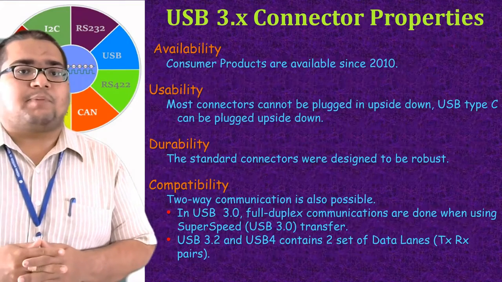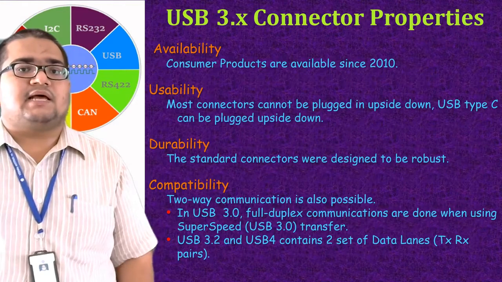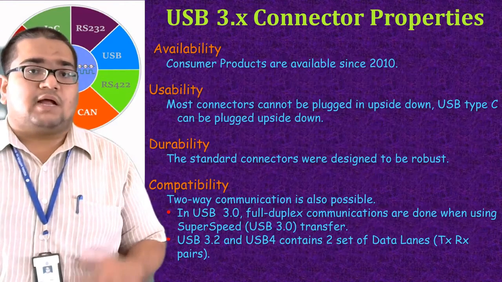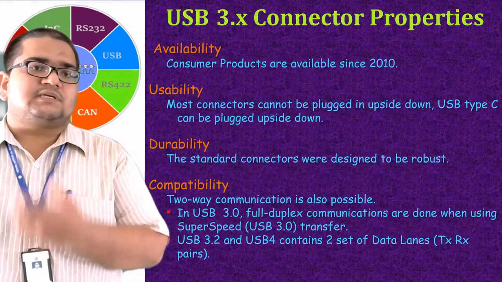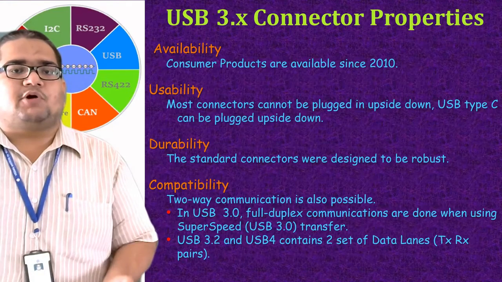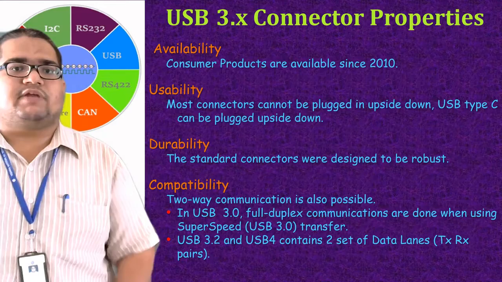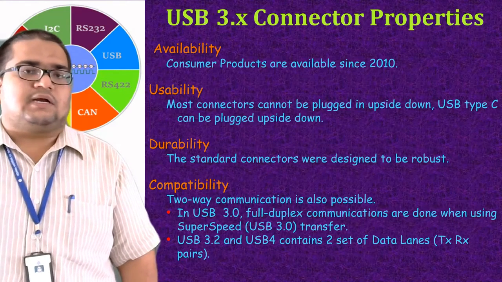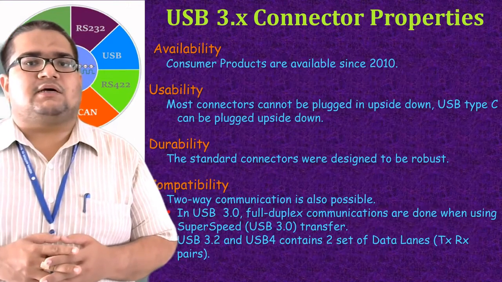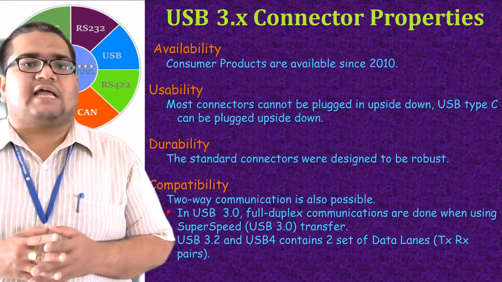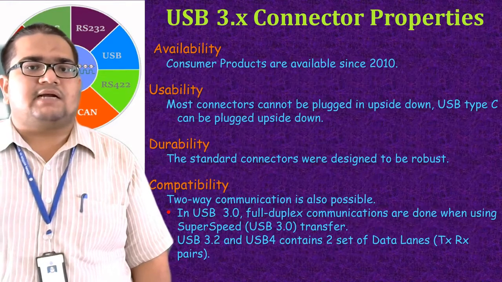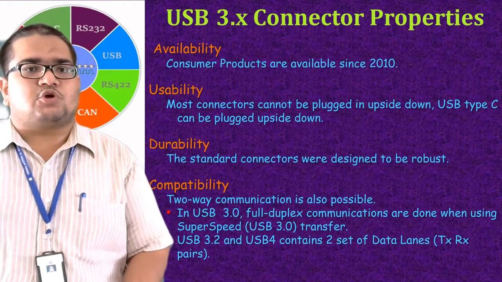Now USB connector properties. Availability: consumer products were available since 2010. I am talking specifically about USB 3.0 versions onwards. Earlier versions were also available, but USB 3.0 was very widely available for all consumer electronics. Usability: most connectors cannot be plugged in upside down, but USB Type C can be connected either way. Durability: the standard connections were designed to be very strong and robust.